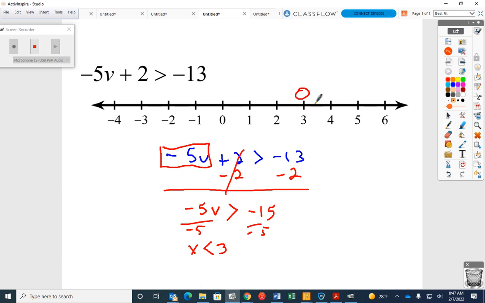Less than 3. So if I go this way and I replace that X with a 2, is a 2 less than 3? Yes. If I went this way, is a 4 less than 3? No. So which way should I go? Left. This way.